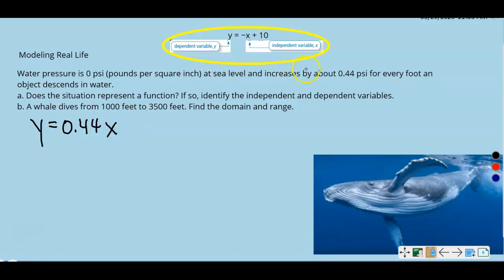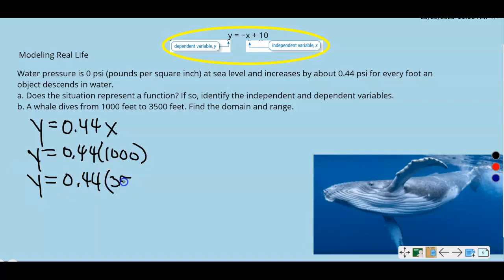So we're going to have y equals 0.44x. And we already said that whatever x we plug in will determine the y value. So we need to find the water pressure from 1,000 feet to 3,500 feet. Let's put in 1,000 feet to begin with. So y equals 0.44 times 1,000. And then we also need to do 0.44 and 3,500 feet.